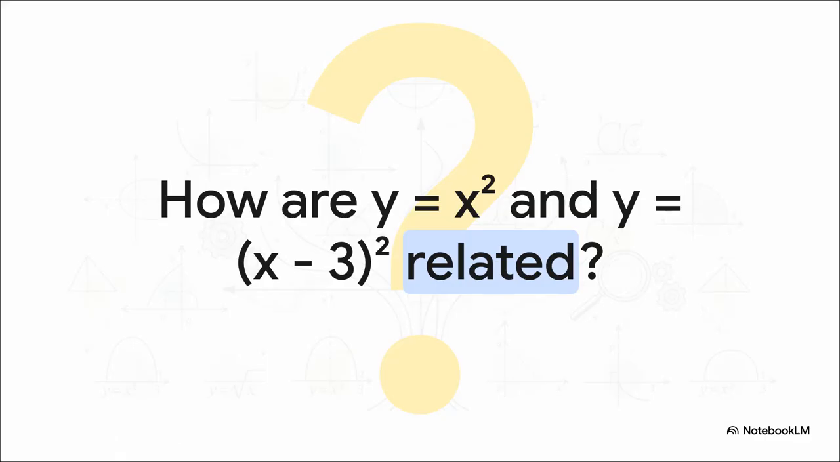Okay, let's just jump right in with a question. Look at these two functions, y equals x squared and y equals (x minus 3) squared. They look almost the same, right? But that little minus 3 in there makes a big difference. The crazy part, they are absolutely from the same family. Let's figure out how that's even possible.